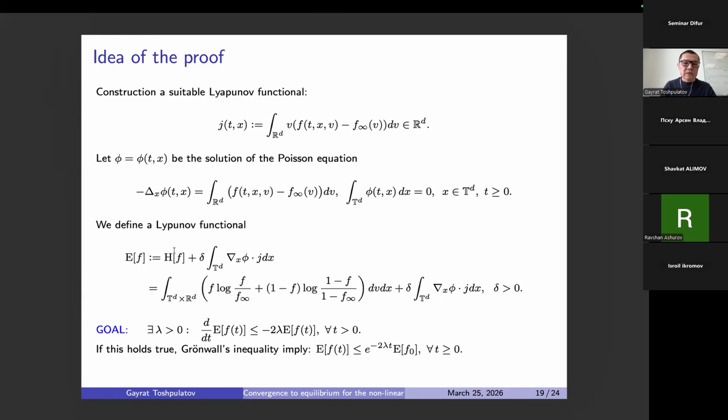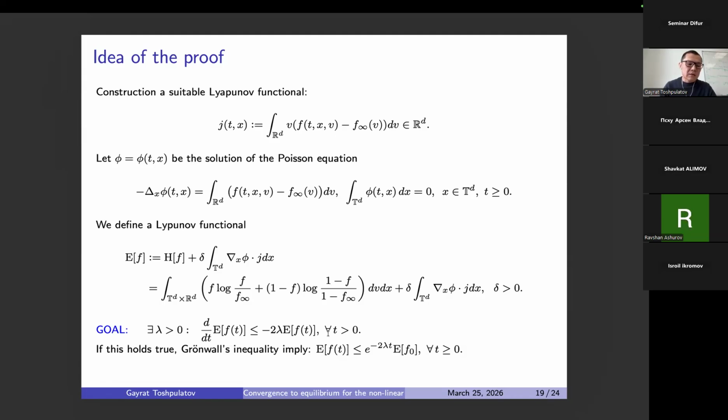Using this J and phi and the relative entropy, we consider the following form of the functional. It's the sum of this entropy, which is given here, and a term which includes the gradient of phi, which is the solution of this Poisson equation, and this G, which is a vector given by this one. And delta is some non-negative constant. We will fix it later.